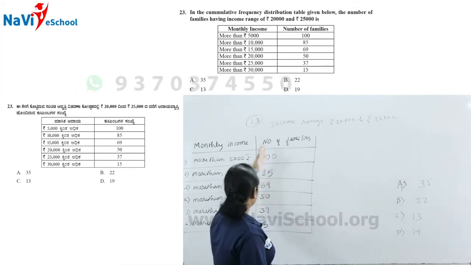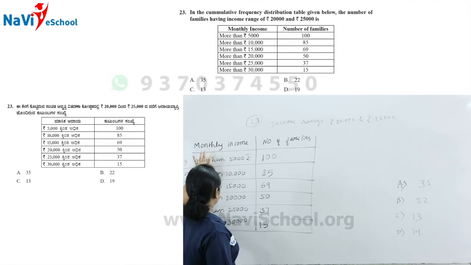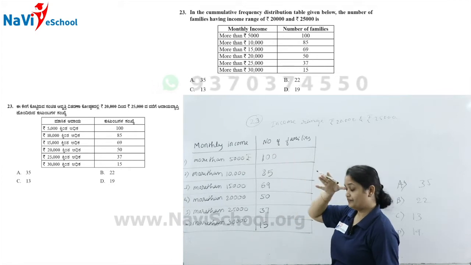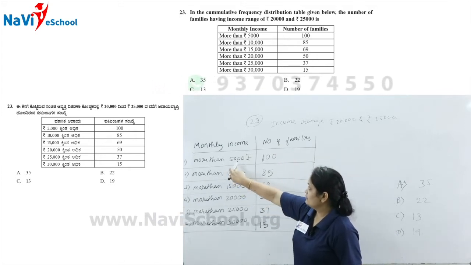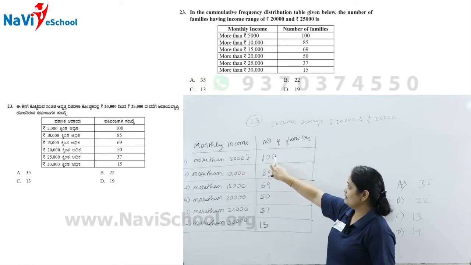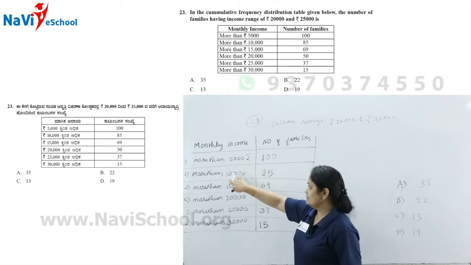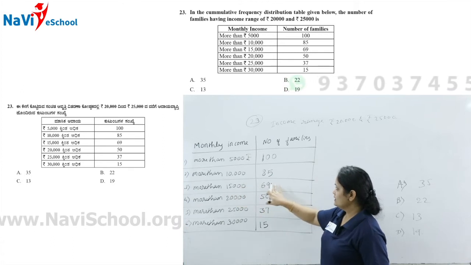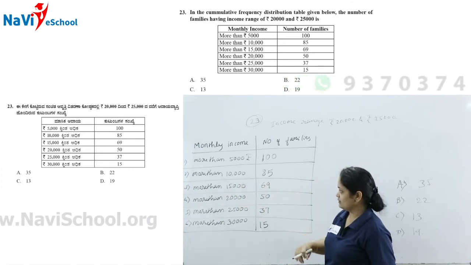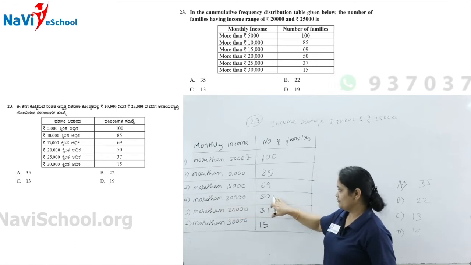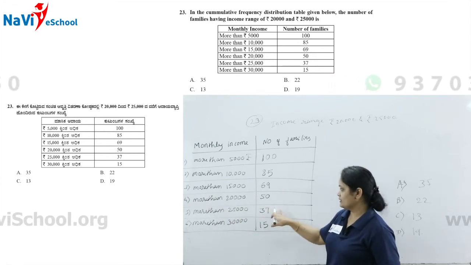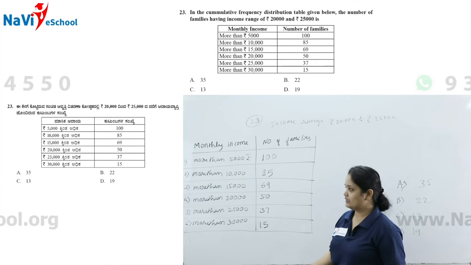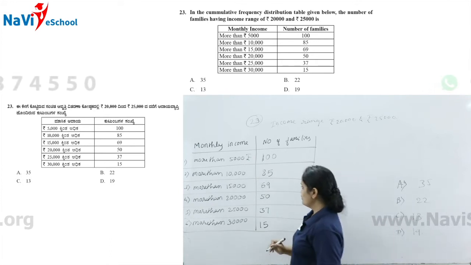Okay. As you know, here they have given a table: monthly income and then number of families. More than 5,000 rupees, how many families are there? 100. And more than rupees 10,000, 85 families. More than 15,000, 69 families are having such income. And then more than 20,000, 50 families. More than 25,000, 37 families. More than 30,000, 15 families. Okay, this is our given data. And here what we have to do?